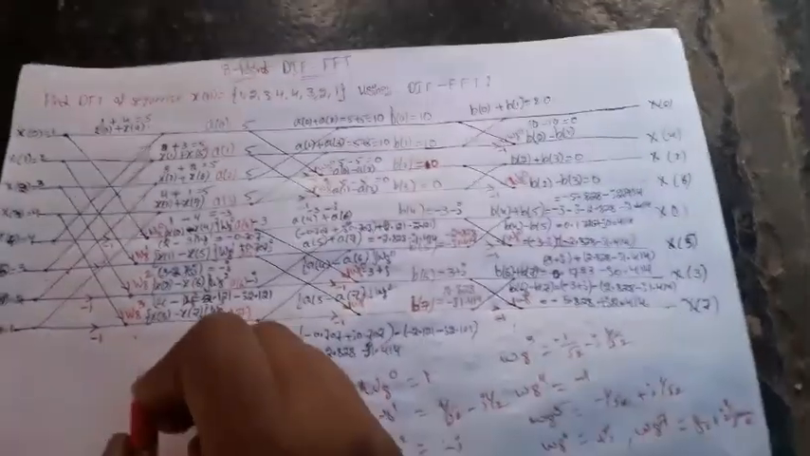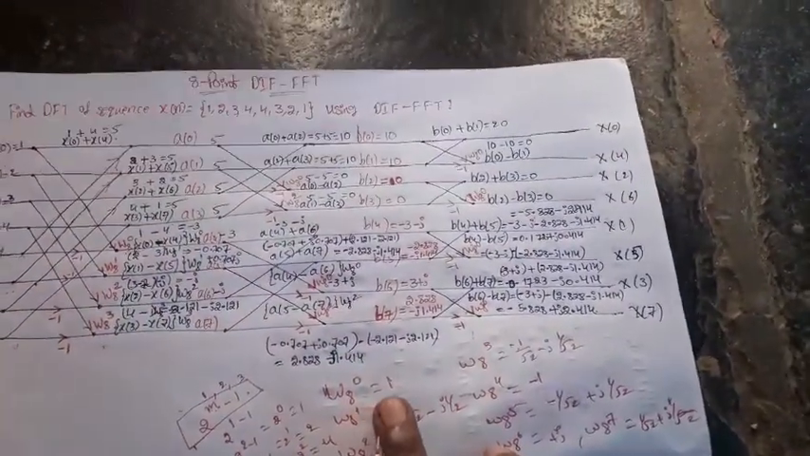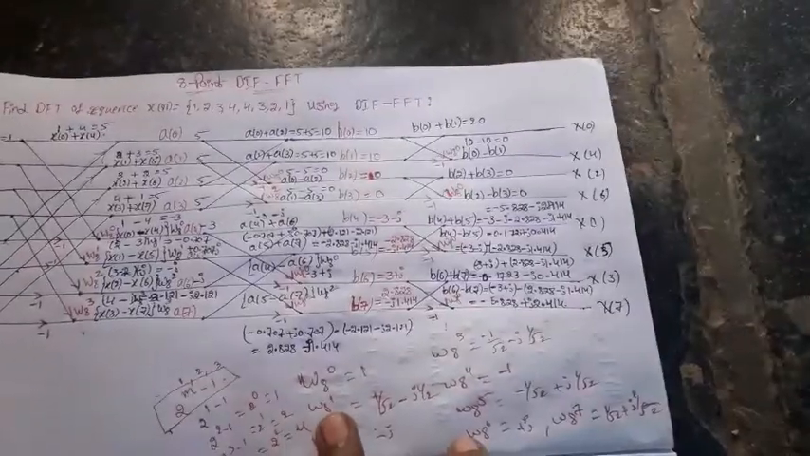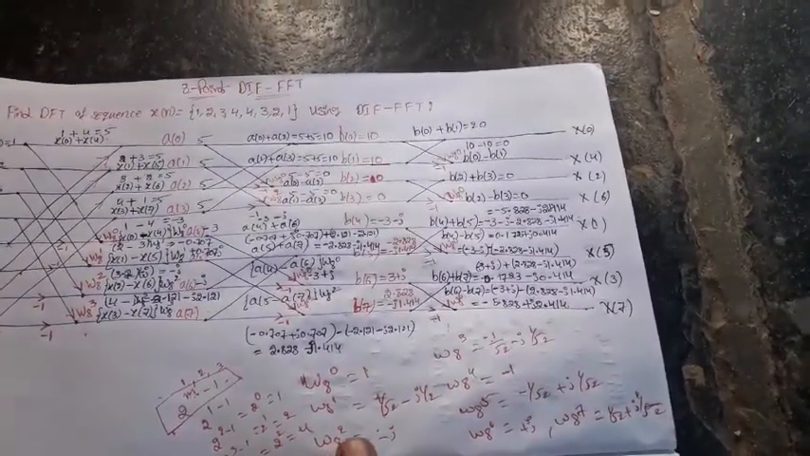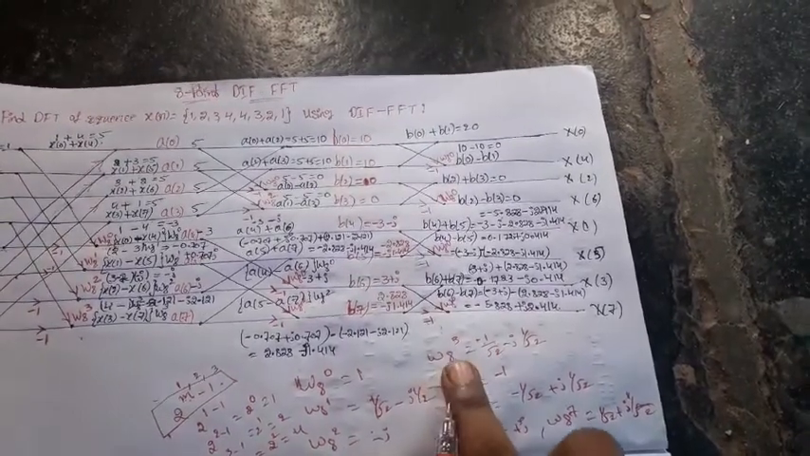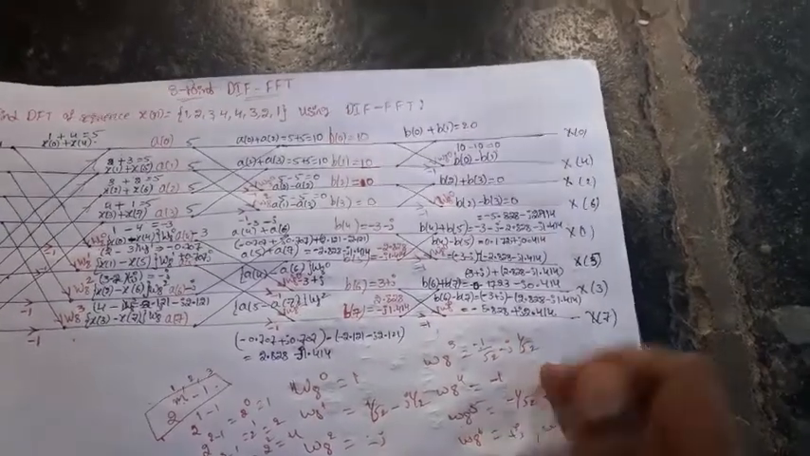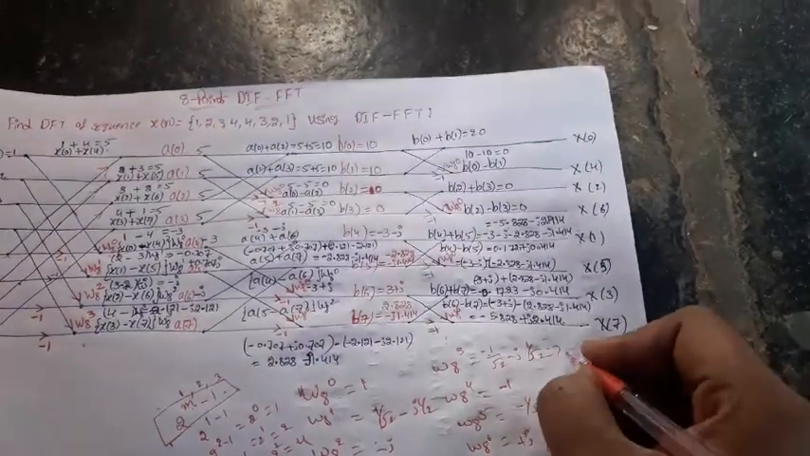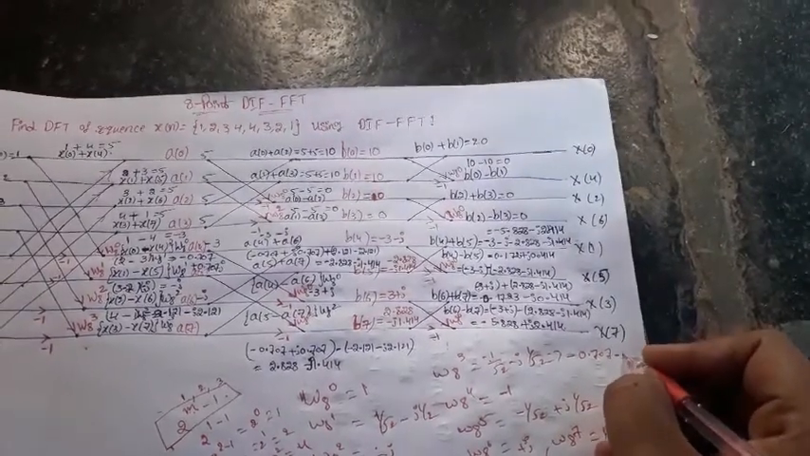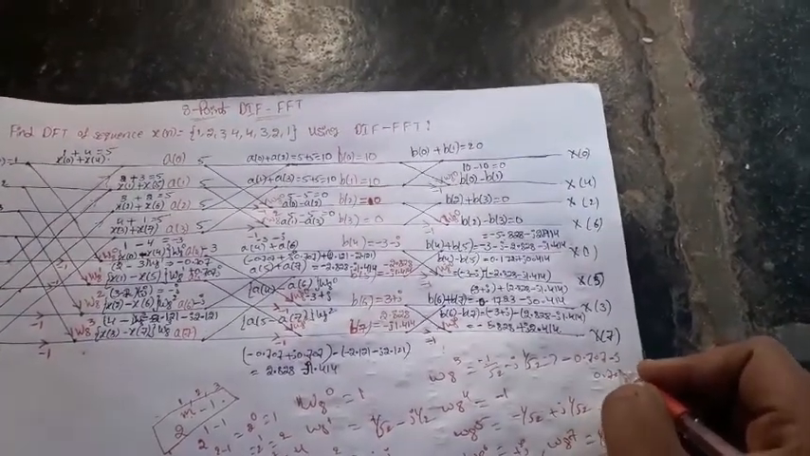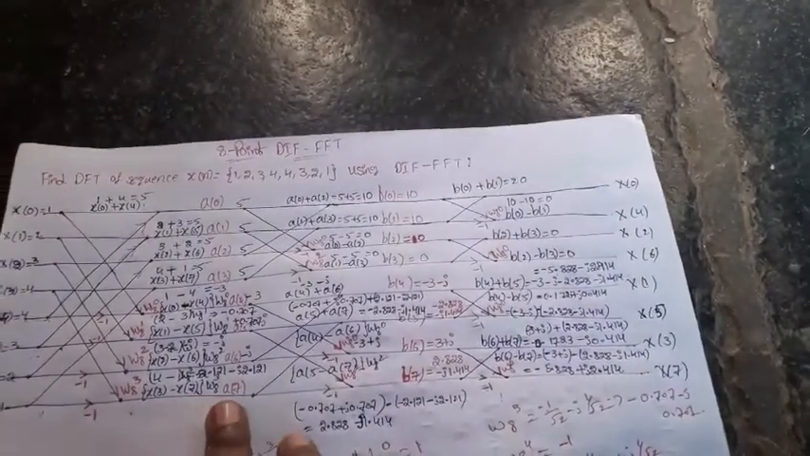Okay, here I am writing. See here, W8 to the power of 0 value is 1, W8 to the power of 1 is 1 by root 2 minus j 1 by root 2. Okay, W8 to the power of 2 is minus j, and W8 to the power of 3 is minus 1 by root 2 minus j into 1 by root 2. This can be written as minus 0.707 minus j 0.707. Okay, in this manner I have taken it here.